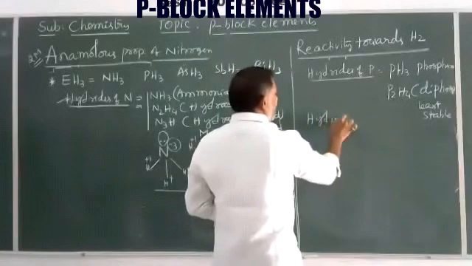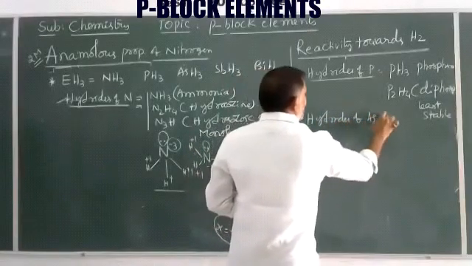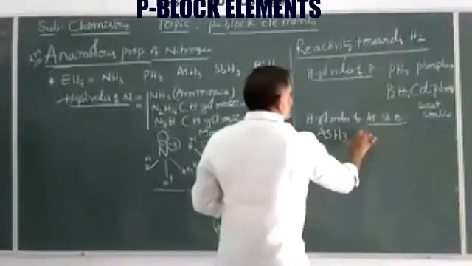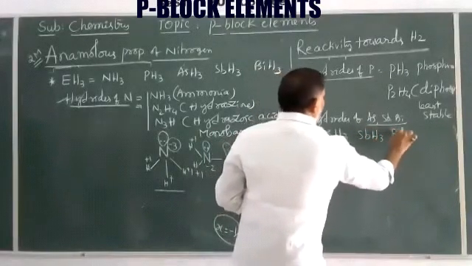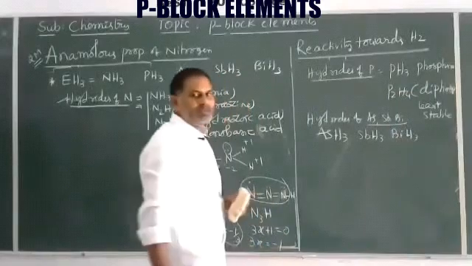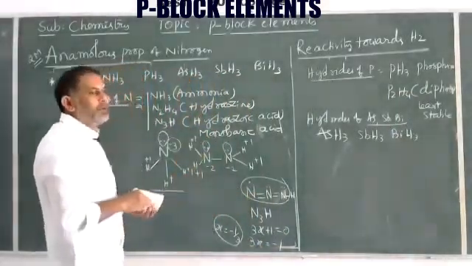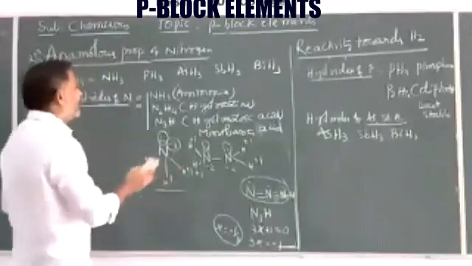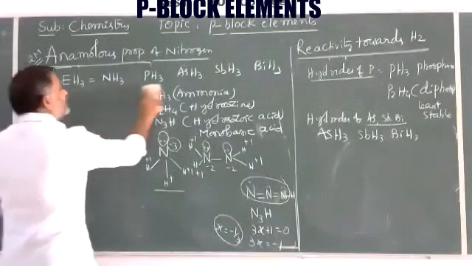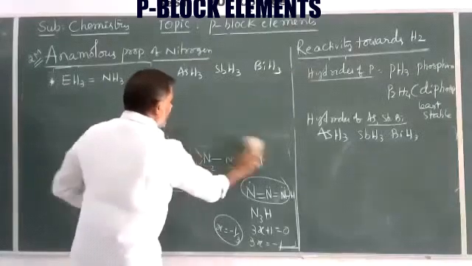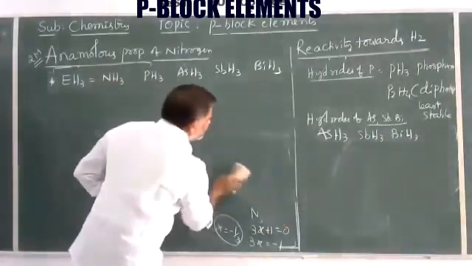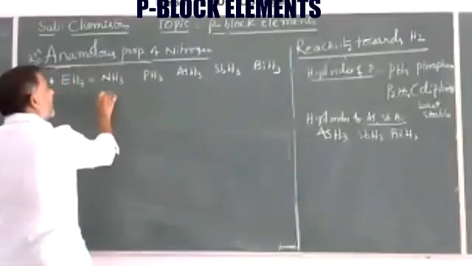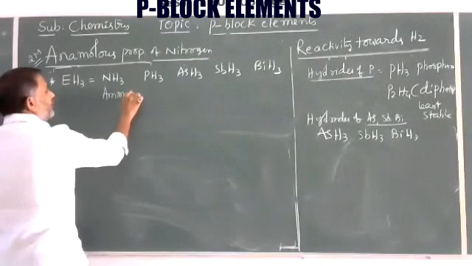Remaining elements, hydrides of arsenic, antimony and bismuth are common, that is AsH3, SbH3 and BiH3. This is the story about hydrides of 15th group elements. Different hydrides of 15th group elements. We know there are some important, common hydrides of 15th group elements. That is, one is ammonia, phosphine, arsine, stibine, bismuthine. This is ammonia. We know regularly we can use this ammonia.